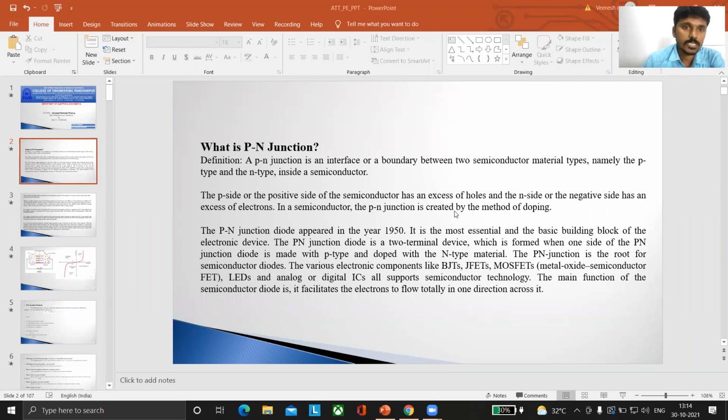Okay, what is PN junction? Power electronics. This is the revision. So I will revise some few concepts. What is the PN junction?